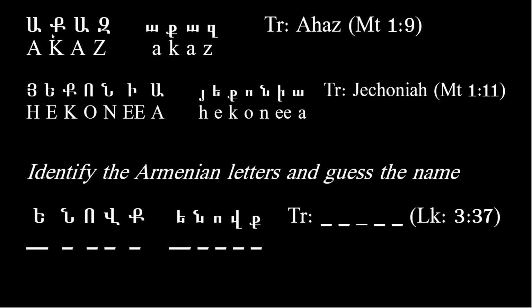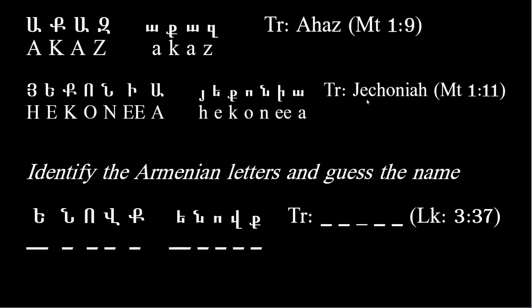Now how come in Armenian we're using a K sound for the H? I'm not sure. For example, in Arabic, this name is Ahaz, with a H sound, which we don't have in Armenian. Since both H and K are throat sounds, my guess, the use of the K letter here in Armenian would relate to that. The second name that we have is Hekonia.